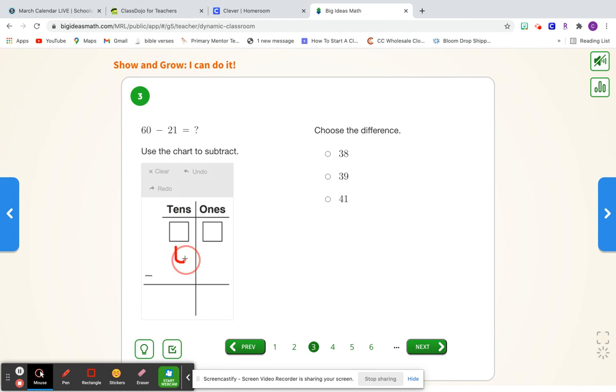Our next one, we have 60 minus 21. We've got to regroup because we have 0 ones here. So we're going to take 1 ten, so that leaves us with 5 tens left. We turn that into ones, so 10 plus 0 is 10. 10 minus 1 is 9. And 5 minus 2 is 3.